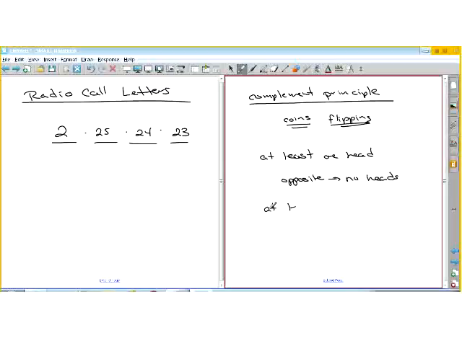If we said at least two heads, then the opposite of that would be one head or no heads. So that's how you have to make sure you understand what at least means. It means the number and greater. So the opposite is less than the number. So in the case of less than two heads, it's one or zero heads.